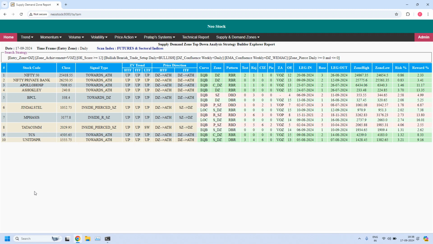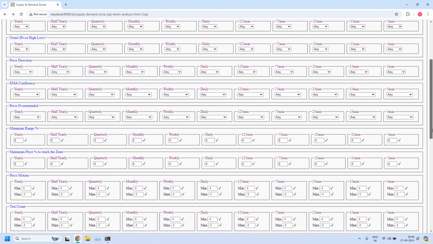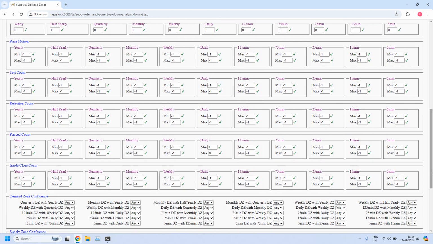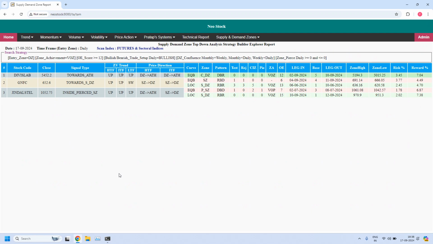Now next let us verify LTF, ITF and HTF zone confluence. That means LTF is a daily and weekly together part of the monthly zone. For that, first we need to remove the EMA filter. Now let's look for LTF, ITF and HTF demand zone confluence. Already daily and weekly zone confluence is enabled. Now I am enabling daily and monthly zone confluence. And also I am enabling a weekly and monthly zone confluence, demand zone confluence. Now with all these three filters, let's verify. Now we got 3 stocks.